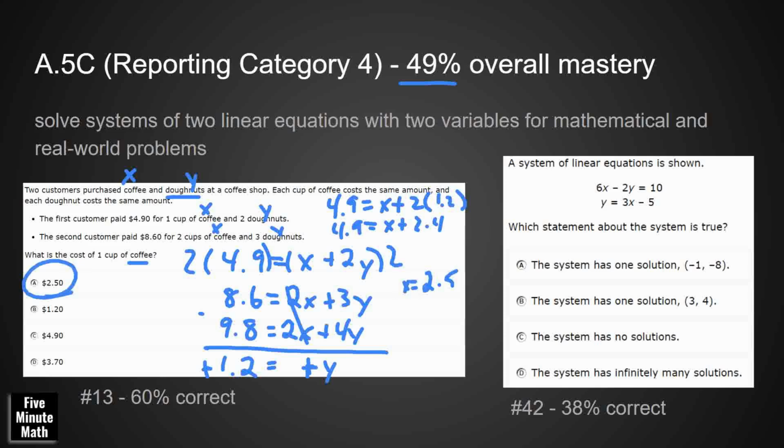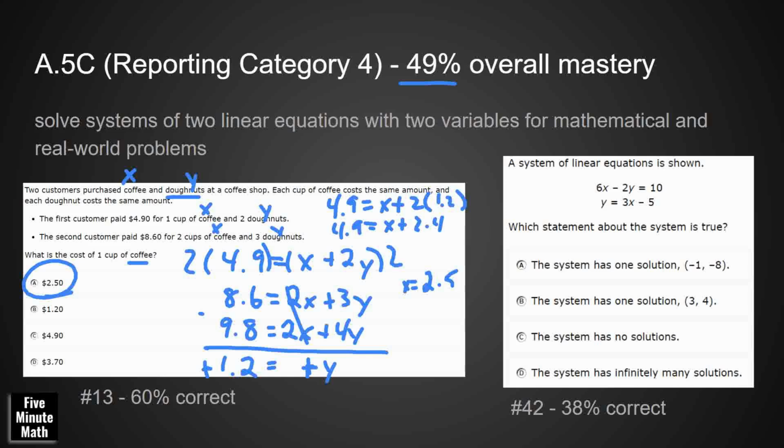60% of our students were able to get this correct. So we have a lot of practice with that. We're doing pretty good with that. It was very straightforward. Number 42 is what really messes us up. So let me show you two different ways to solve this to show you that something should be a little bit off for our kids.